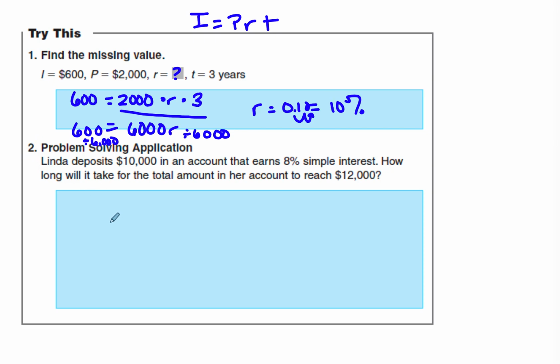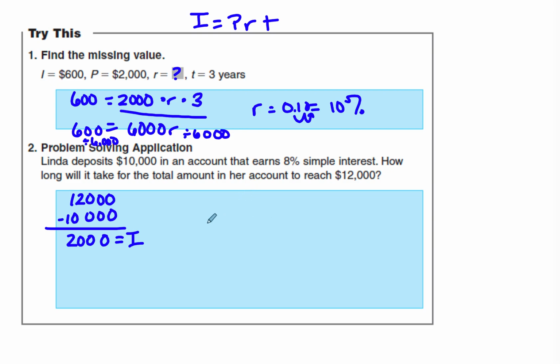Let's take a look at problem 2. Linda deposits $10,000 in an account that earns 8% simple interest. How long will it take the total amount in her account to reach $12,000? Okay, so the first thing we need to do is subtract to find out how much interest she needs. So when I do 12,000 minus 10,000, I get 2,000 as my interest number. That is how much money she needs to earn, or how much she wants to earn.